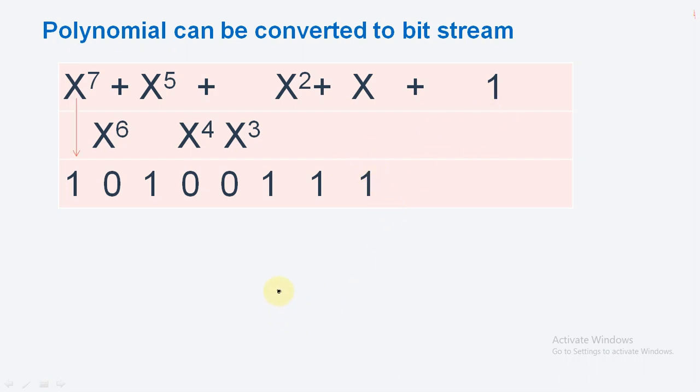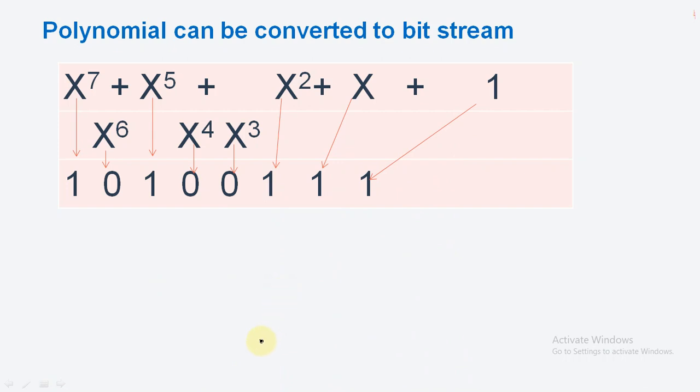And in the same token, x to the power of 7 becomes 1, x to the power of 6 is 0 because it is not present, x to the power of 5 is 1, x to the power of 4 is 0 because it is not present, x cube is absent, therefore 0, x square is present, 1, x is present, 1, and 1 is present.